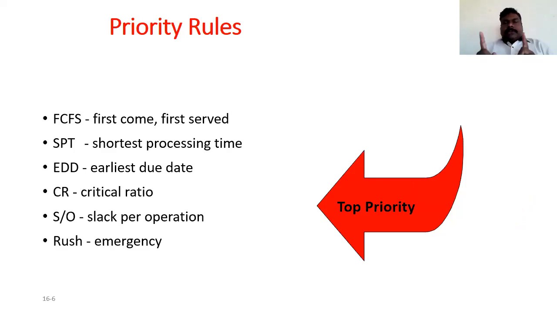Though first come first serve basis, shortest time, that is earlier due date, critical ratio, slack per operation, and rush and emergency operations will be on top priority. You would have seen an ambulance moving on the road: there are no traffic rules, the traffic is moved aside, the ambulance moves away. So that is the rush and emergency. Top priority we are going to give.